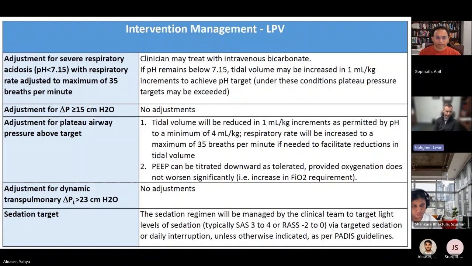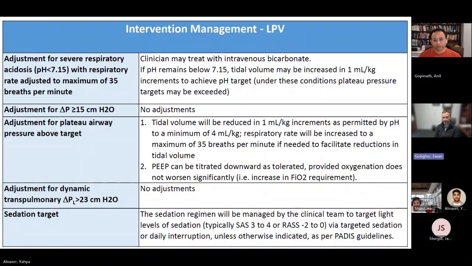If the driving pressure is above 15, no adjustments are necessary or permitted. If the plateau pressure is too high, above the target of 30, then the tidal volume can be reduced in 1 mL per kilo increments down to a minimum of 4. And again, the respiratory rate can be increased to facilitate that. If reducing the tidal volume doesn't achieve that target, then the PEEP can be titrated as well to try and achieve a plateau pressure of 30, obviously monitoring the impact on oxygenation. Again, no adjustments for lung distending pressure.